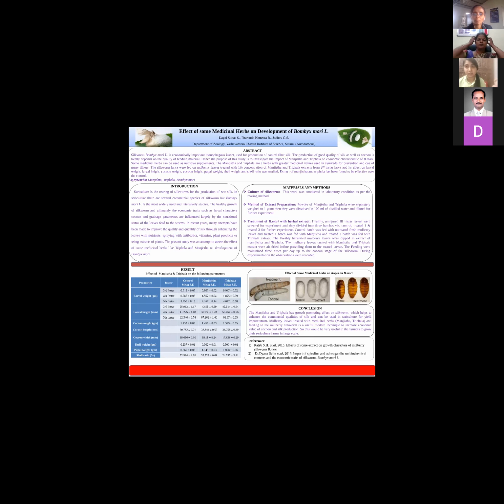Bibhitaki, and Haritaki. Our work is conducted in the laboratory of the Department of Zoology, YCIS Satara, as per the rearing methods described by Krishnaswamy, to know the effect of some medicinal herbs on the development of Bombyx mori. Powders of Manjistha and Triphala were purchased from a local herbal medicinal store, and initially both powders were separately dissolved in distilled water at a 1% concentration. Healthy and uninjured third instar larvae were selected for the experiment, and they were divided into 3 batches: control, treatment 1 and treatment 2.